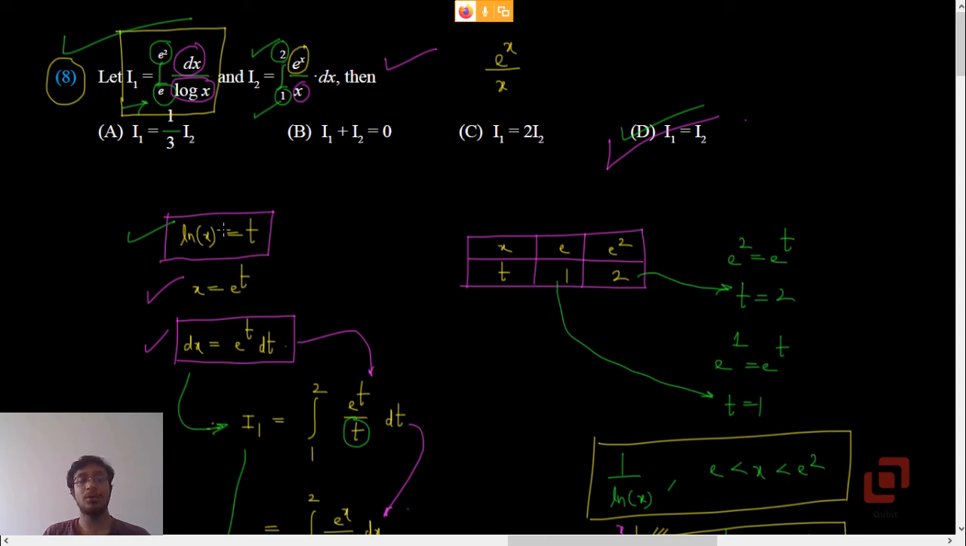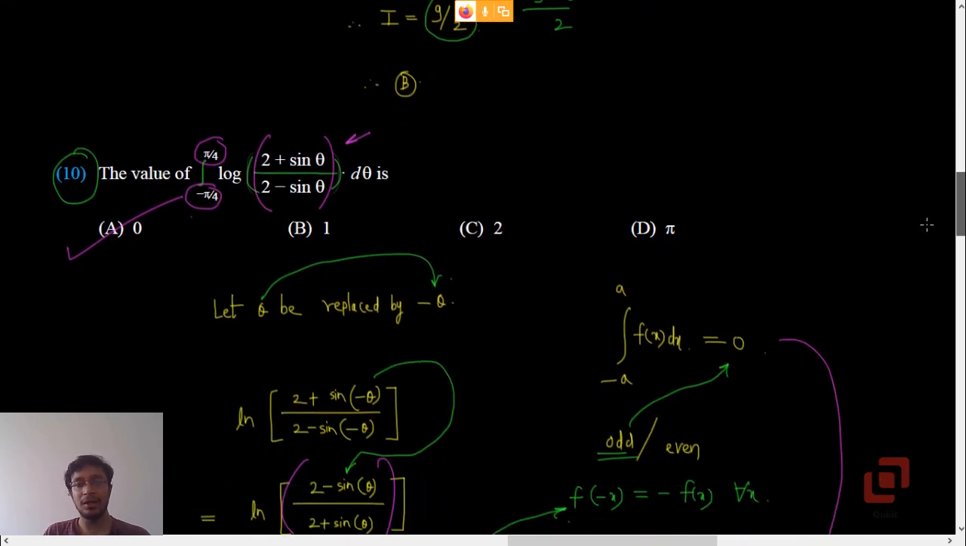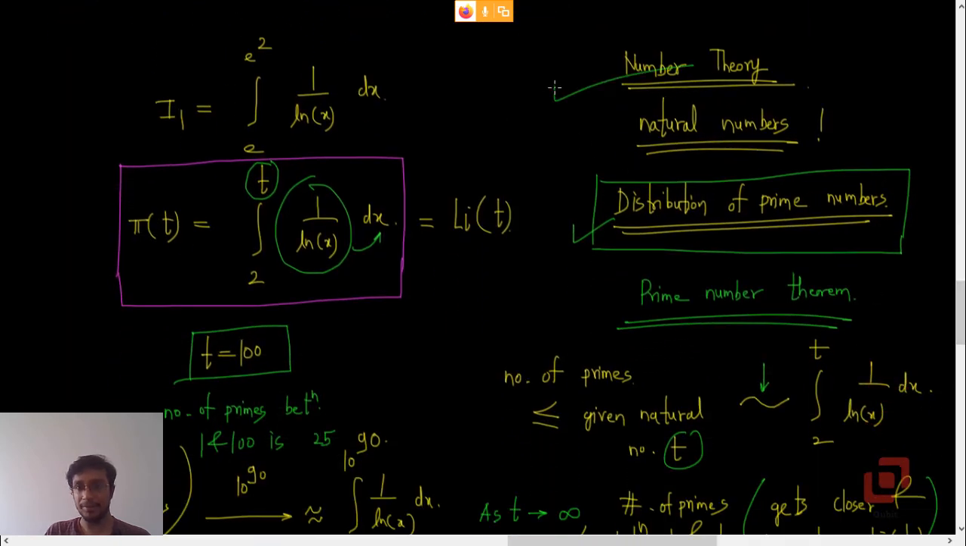And I've also told you how these integrals pop up in seemingly irrelevant branches of mathematics, and one of them is number theory. Here this integrand is used in the study of distribution of prime numbers. So that is it. Tomorrow we are going to solve problems on applications of definite integrals, basically the area problem.